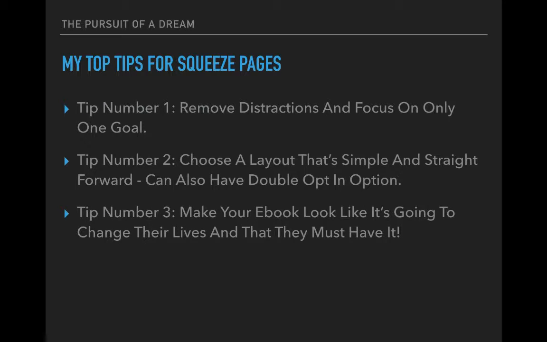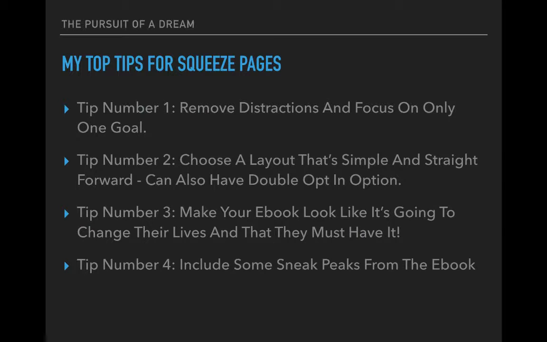So my third tip is that you want to make your ebook look like it's going to change their lives and that they must have it. You want to make it look irresistible, and there are a few ways you can do that. Firstly, you want to have a really good ebook image, and then it's about the content you put on and what you write. It needs to make them feel like they really need this book, which leads me into my fourth tip, which is to include some sneak peeks from the ebook. So when you're writing about what the book is going to offer, talk about something that's in the book. For example, if you're in the health and fitness niche, you can say something like 10 secret fat burning recipes on page 10, and then they want to download the ebook so they can read that information.